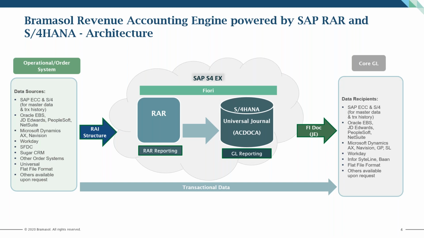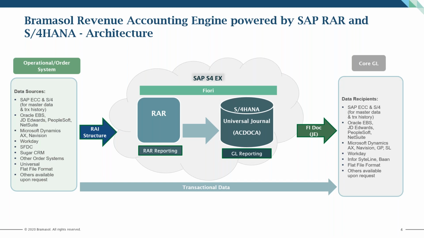So this is kind of an overall diagram of how we've set that up. On the left-hand side, you'll see the operational or order systems, and those could be anything from SAP ECC, Oracle, Microsoft, Workday, but it can also be from order systems such as Salesforce.com, Sugar CRM, other order systems you may have. We can take a universal flat file format or any others that you might have, and we feed that using some tools that we've developed into SAP RAR and modify and create the appropriate RAI structures so that we can feed that into SAP RAR.